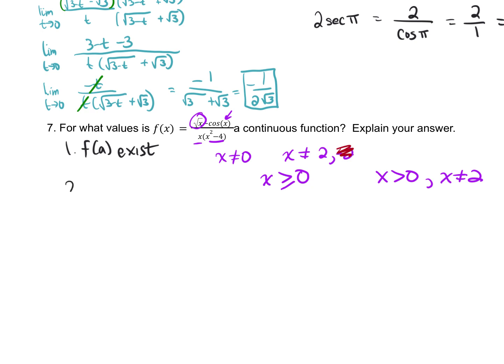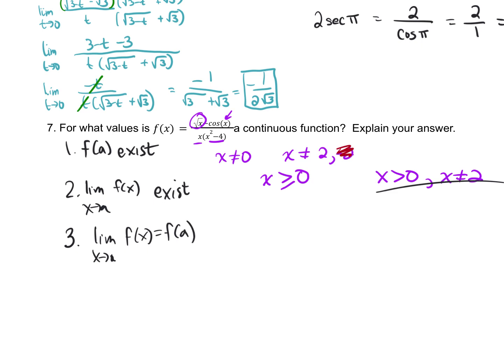We know the limit has to exist as x approaches a. And this limit does exist as long as the bottom is not 0, and we've already eliminated that over here, so that's fine. And then it has to be a plug-in limit, and this certainly is a plug-in limit when they're not at those undefined values. So remember, this has to just equal the plug-in limit, which it does.